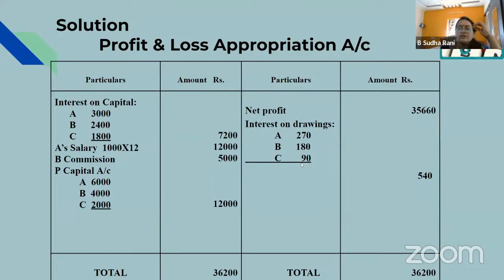So this is how we distributed the leftover difference of the profit to the partners. This is how you are supposed to do the profit and loss appropriation account. Understood? If you do this, you will get 8 marks, 8 out of 8. Instead of writing a theory, doing problems is easier. Shall we move on to the next one?